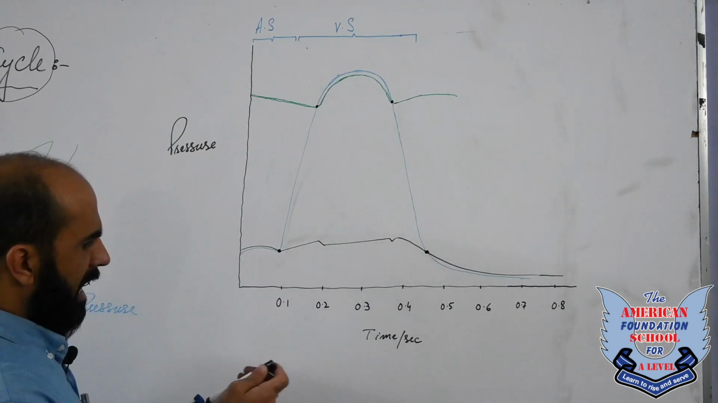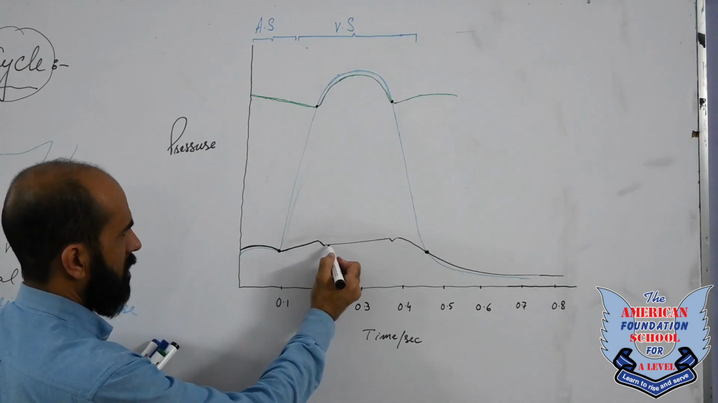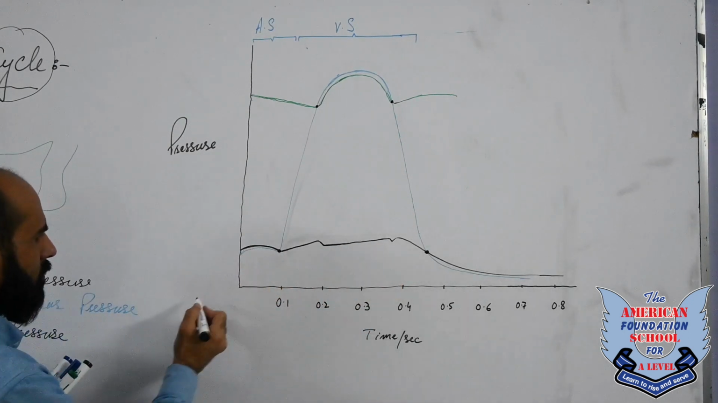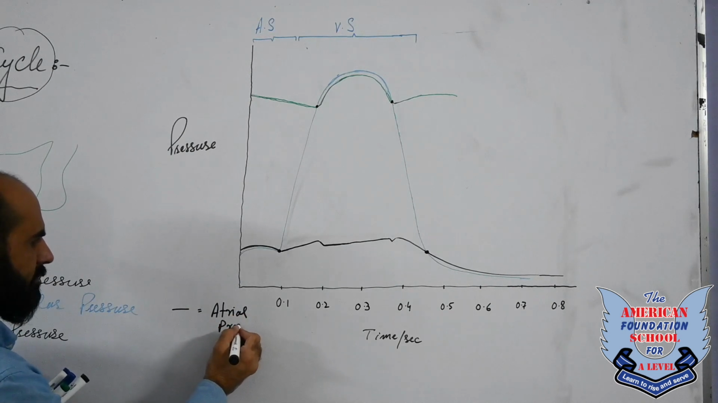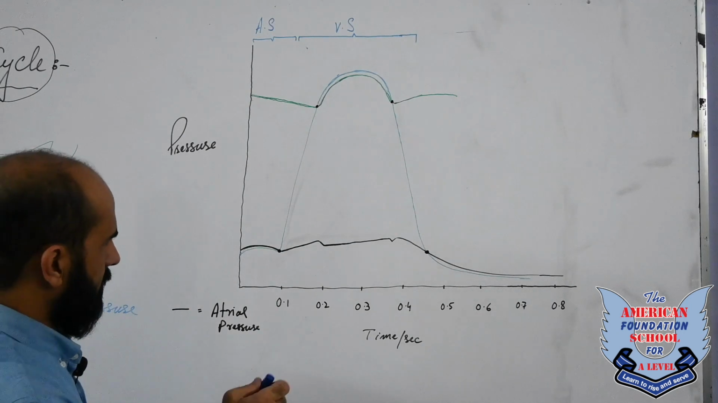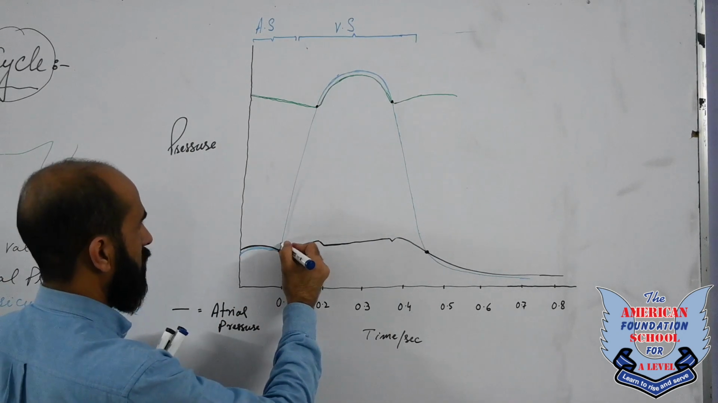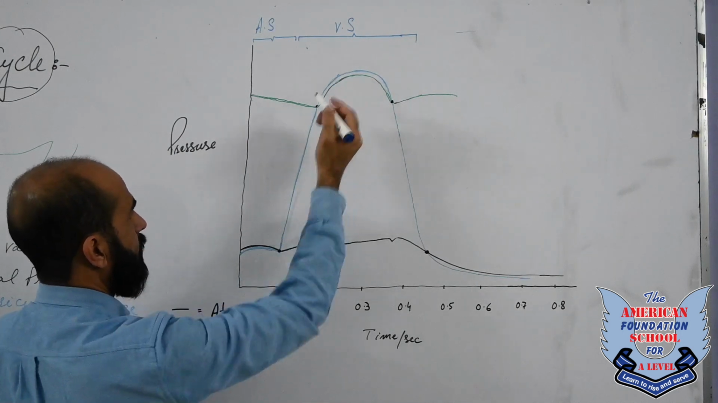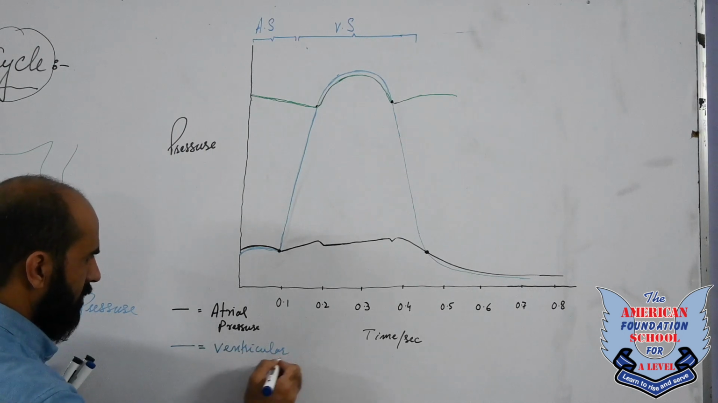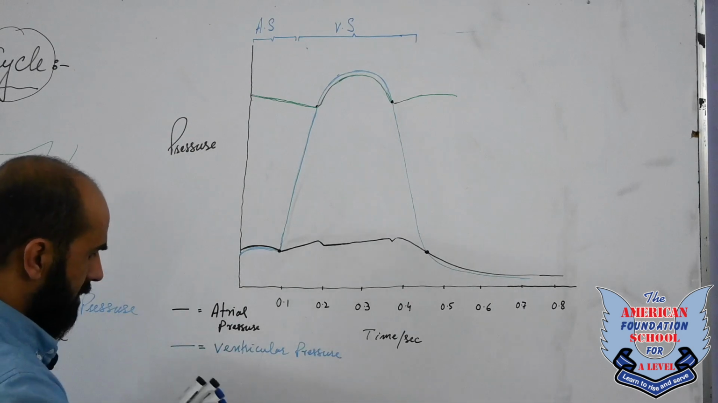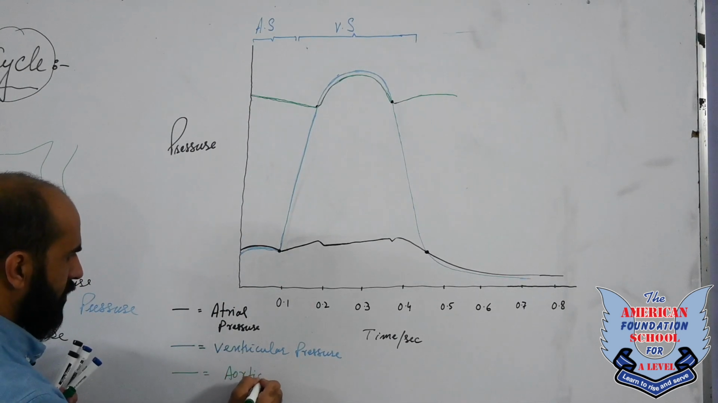Now look at here, this black line, I'm just going to show you, it is the atrial pressure. And this blue line here represents the ventricular pressure. And this green line here represents the aortic pressure. Three different pressures we have.